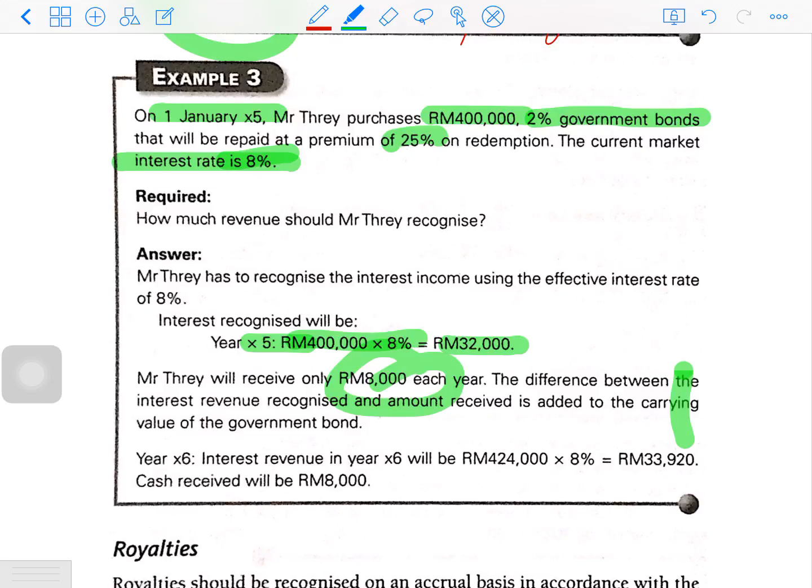Interest revenue recognized and the amount is added to it. Okay. 400 plus 8.